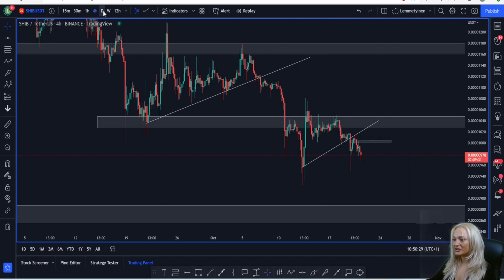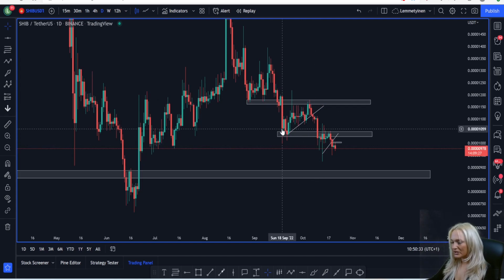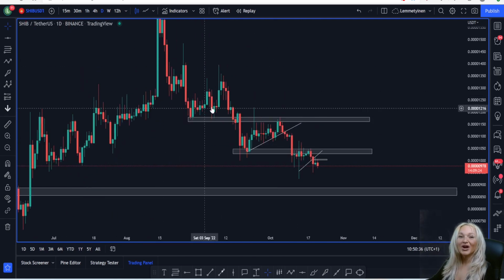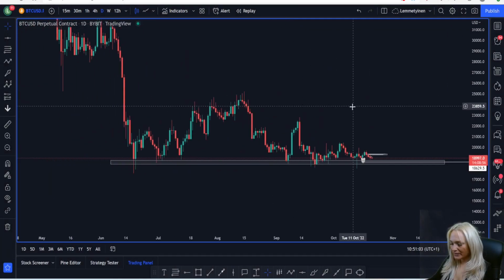And I saw this on Shiba Inu this morning, and I definitely wanted to show you how we can use the lower time frames when we understand the higher time frames. When we're looking at BTC on the daily chart, we can do this on the daily.